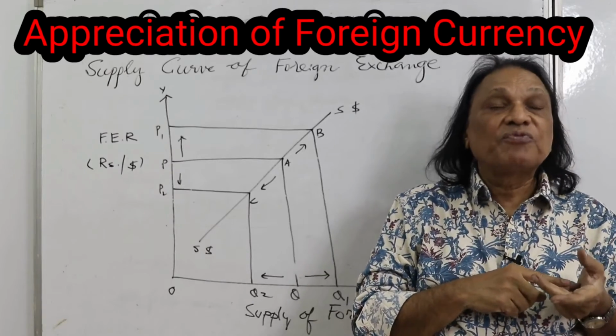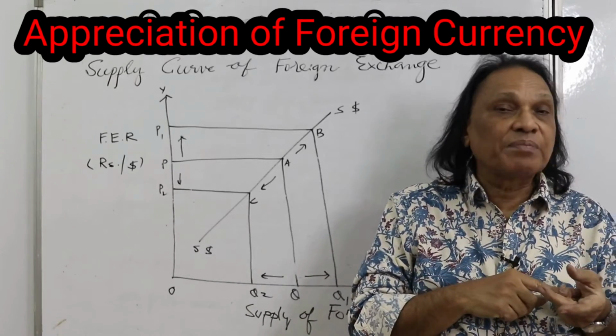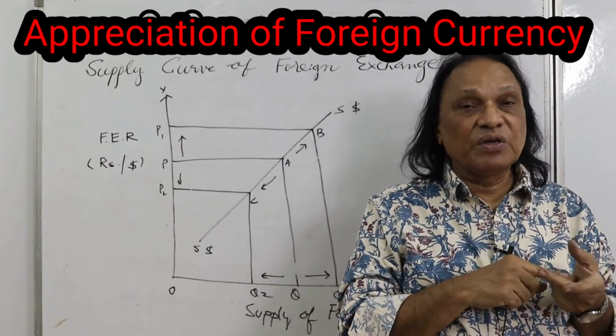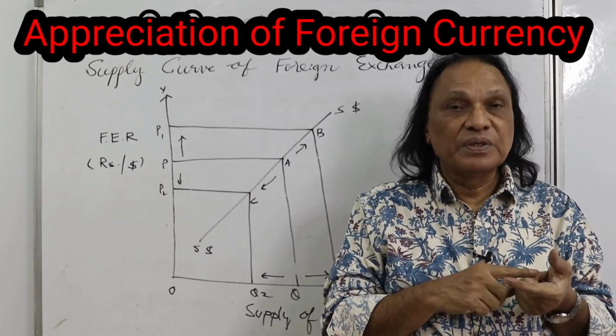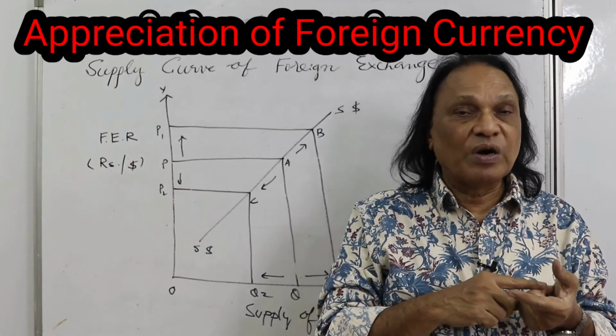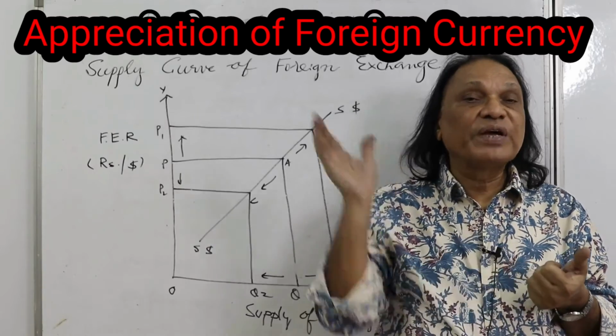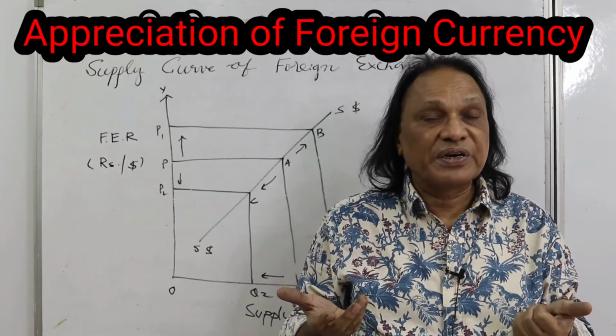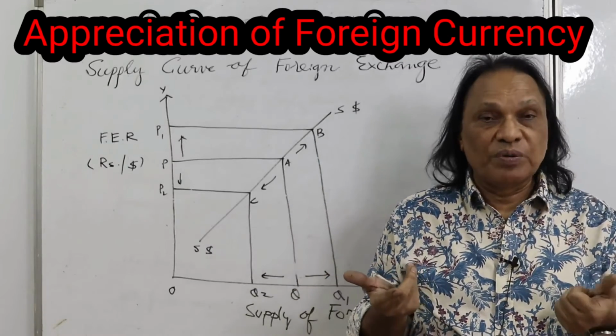Number 2, foreign tourists come to India. When they come, obviously they bring more foreign exchange, supply of foreign exchange in the country will go up. Number 3, we get factor payments from abroad, supply of foreign exchange will go up. Number 4, we get remittances or transfer payments from abroad, gifts from other countries, so foreign exchange will go up.